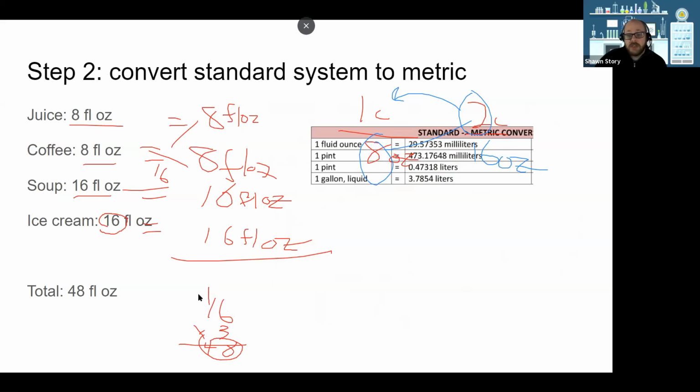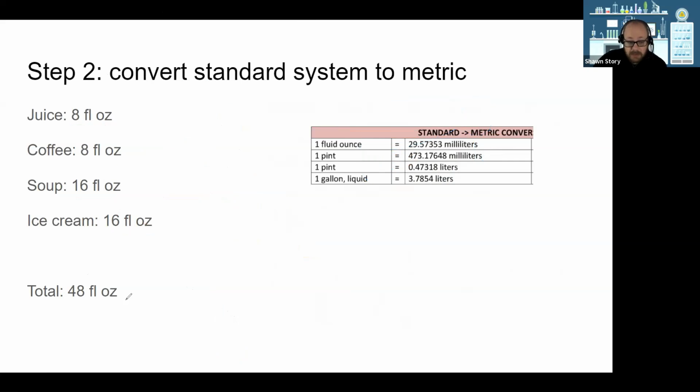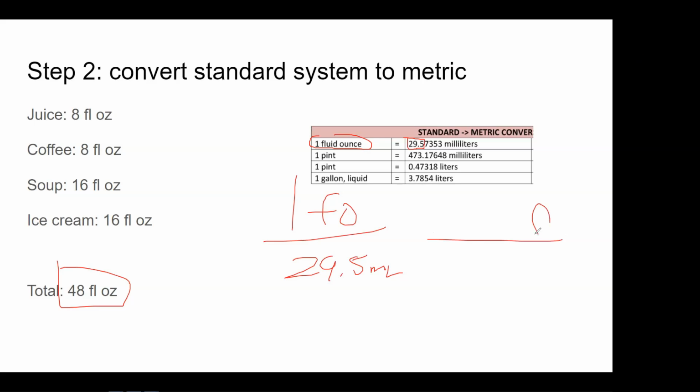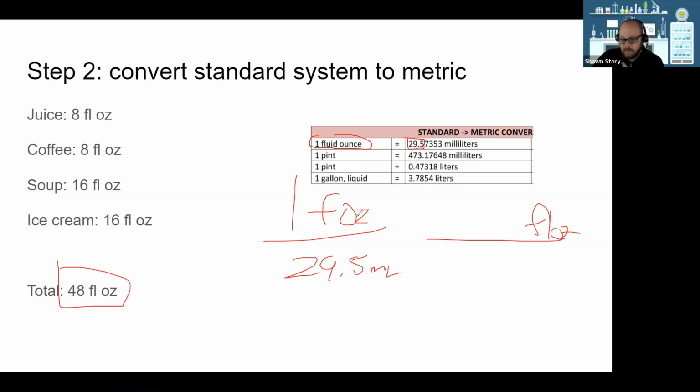Yep, fluid ounce. So now we need to change that to milliliters. So how many milliliters is that? I know 1 fluid ounce is 29.5-ish milliliters. Where do I put 48? Do I put it at the top or the bottom? Top, because my fluid ounces are on the top. So I'm going to put the 48 fluid ounces up here, and I want to know how many milliliters that is. So now let's cross multiply.